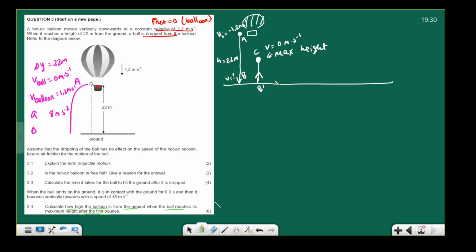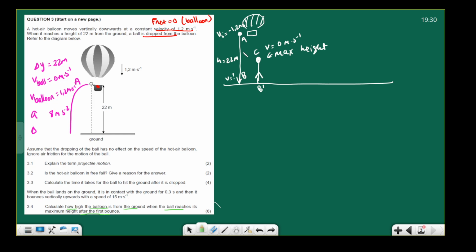So for you to solve this, it might seem like it's a lot, but think of it this way. You want to know how high is the balloon. Because remember, the balloon is going down. As this ball is going down and then bouncing, it does not mean that the balloon remains in the air. It also continues to go down. So we want to know how high the balloon will be once the ball has reached its maximum height after the first bounce. For us to know that, it's very simple.